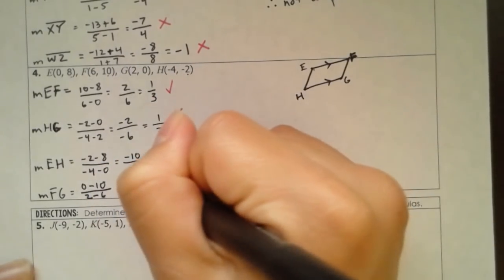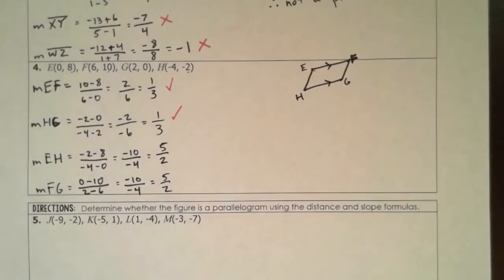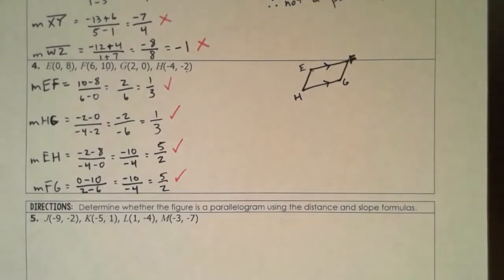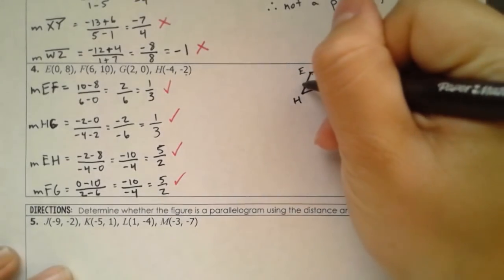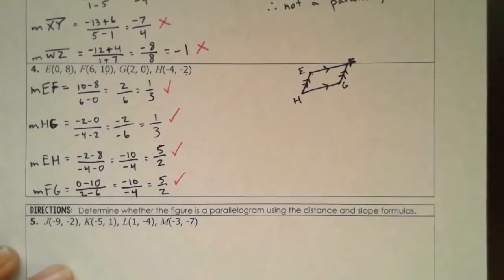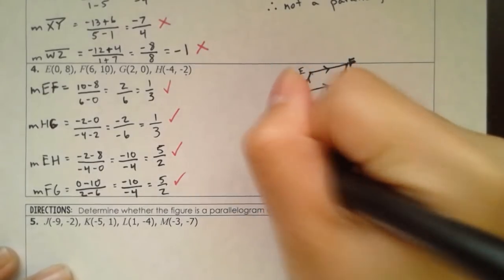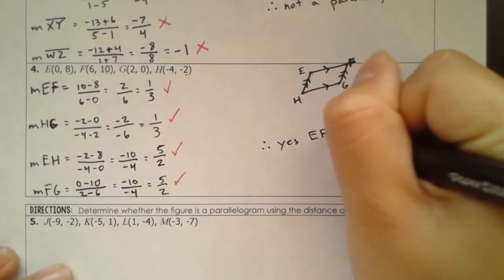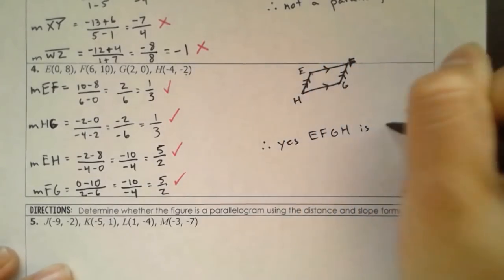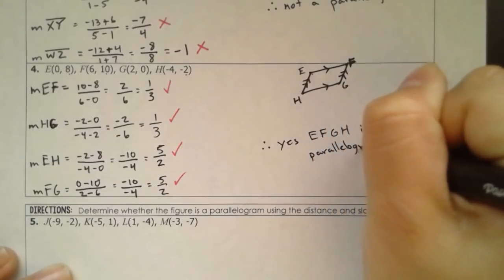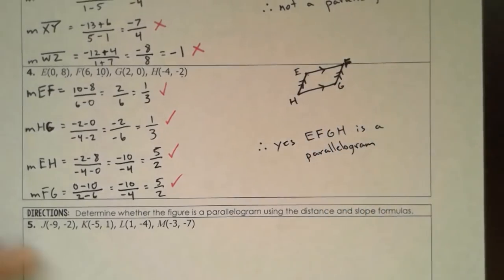And so the slope is also the same. So we do have a pair of opposite sides with the same slope. So therefore, yes. Okay, EFGH is a parallelogram. And we're done.